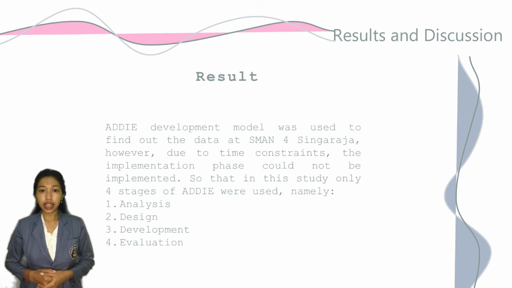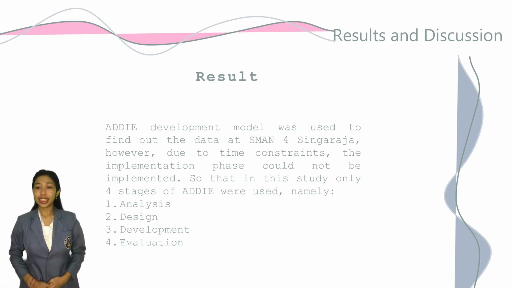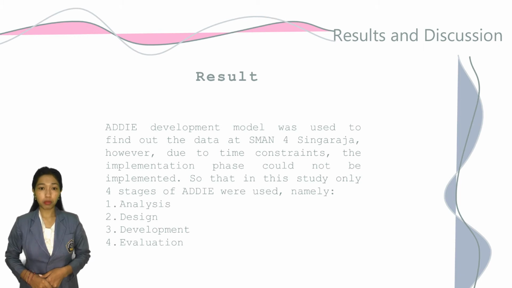Next is design. In design, I made a storyboard that includes 5 main points, namely preliminary, learning activities, summary, evaluation, and reference, that will be available in the prototype. Next is development. In development, there are two tests that were used. Those are the feasibility test and usability test, to know the prototype that will be developed.